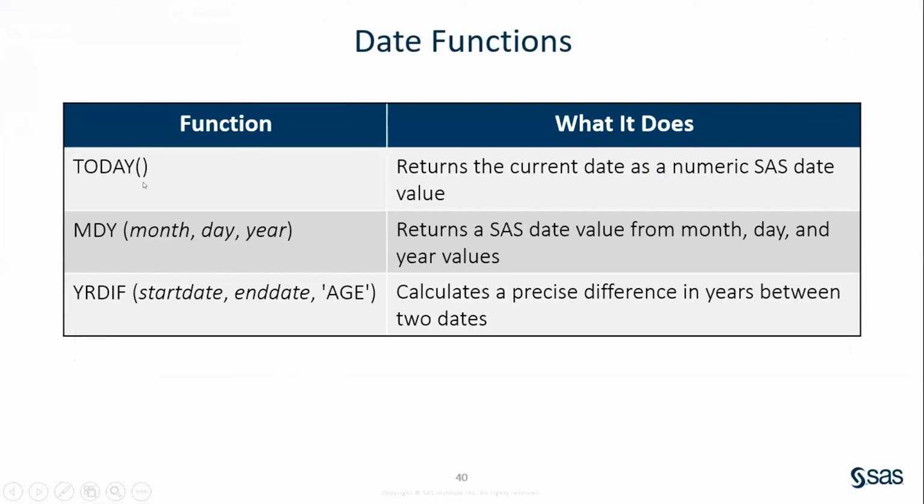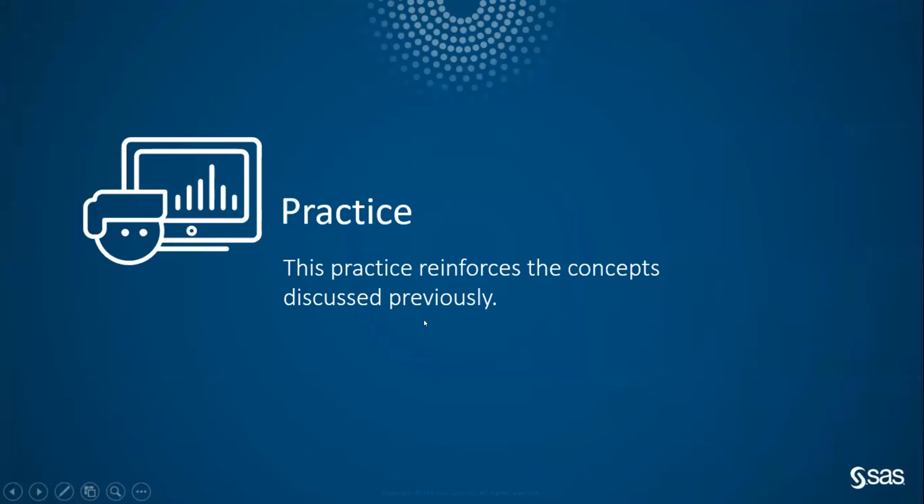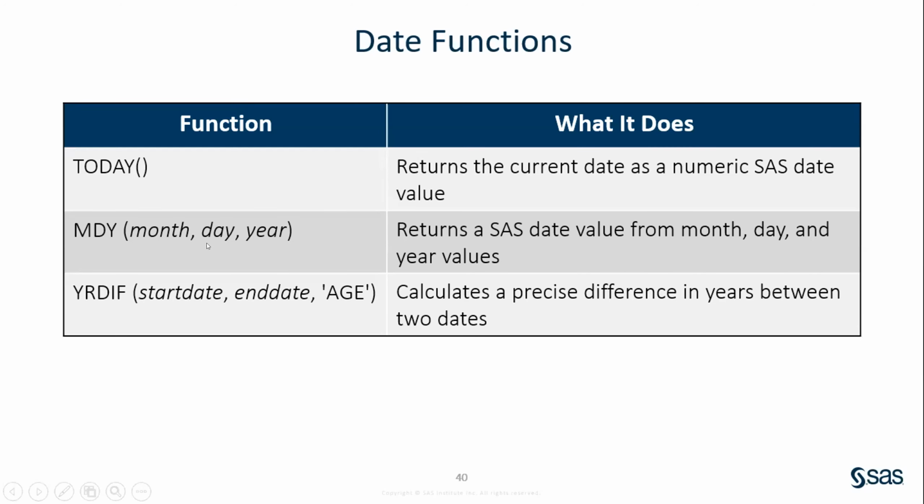Now this is today. Today with the null parenthesis is a function which will extract the SAS system date. This is one of the year-wide difference functions which calculates the difference in years between two dates. We'll see that also in detail. We have this demo. And this MDY function means it will extract month, day, and year from your date. Fine. So I'll show you what this today does.